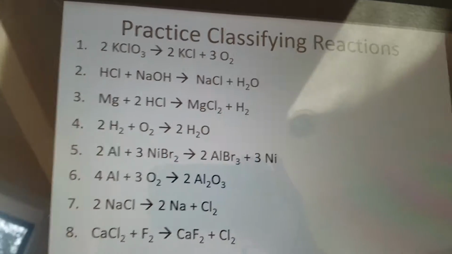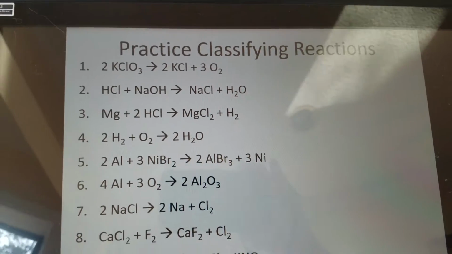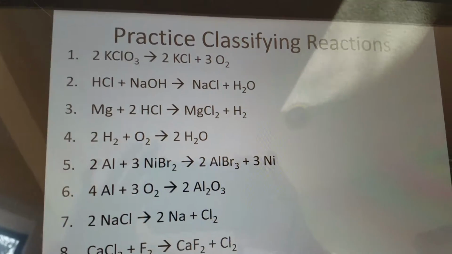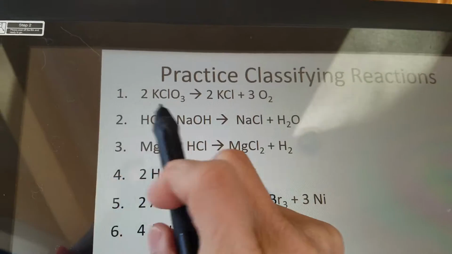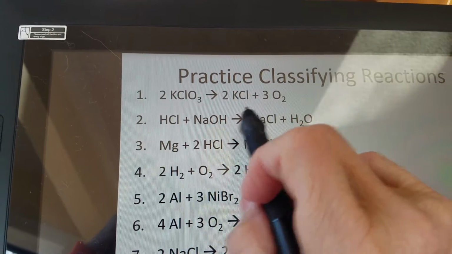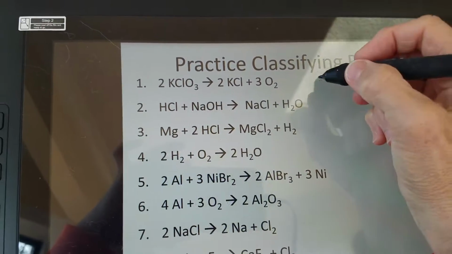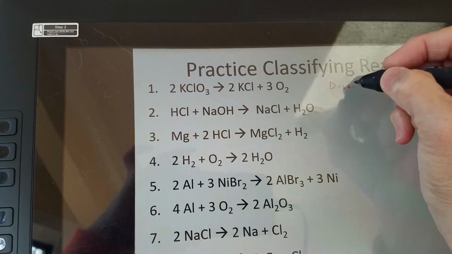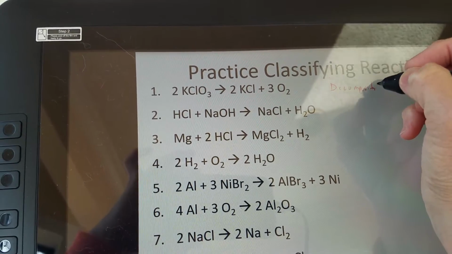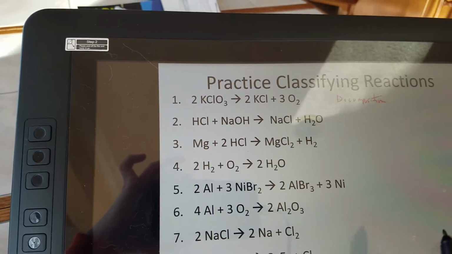So let's look at a couple of these and see if we can classify them by the 5 types of reactions we just did. So if we look at this first one, we're starting off with 1 compound. We're making 2 simpler compounds. So this would be a decomposition reaction. So I'm breaking it down into something simpler.